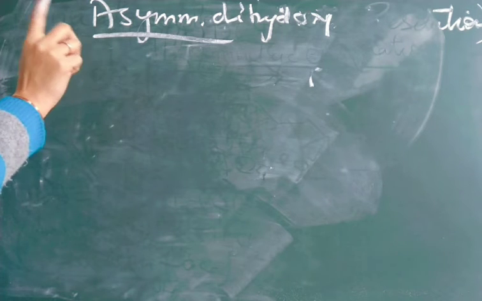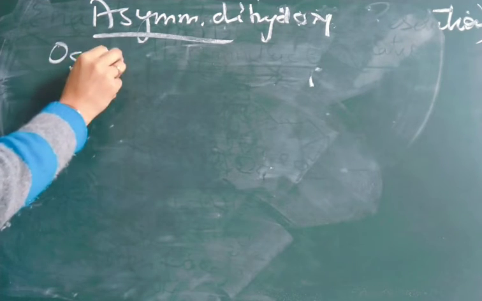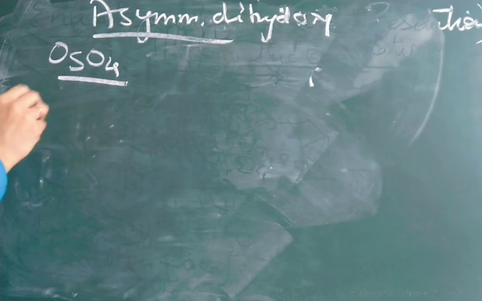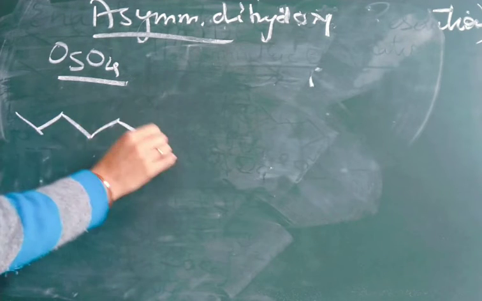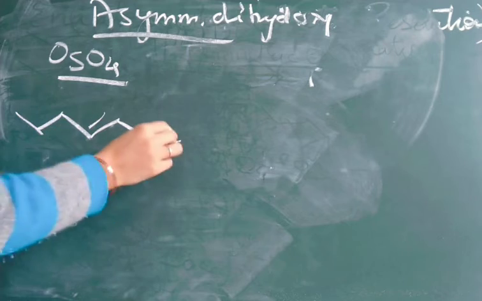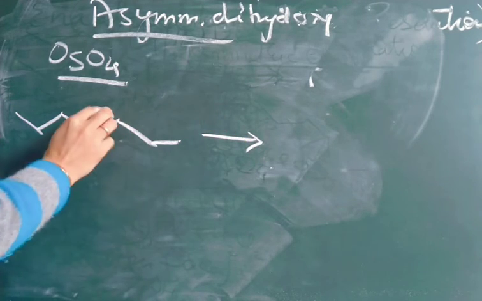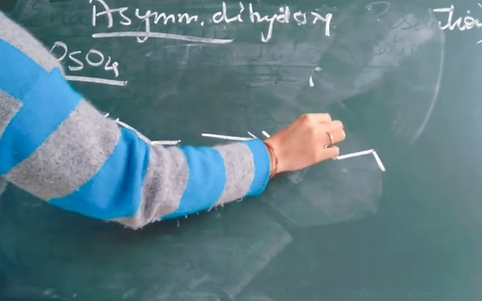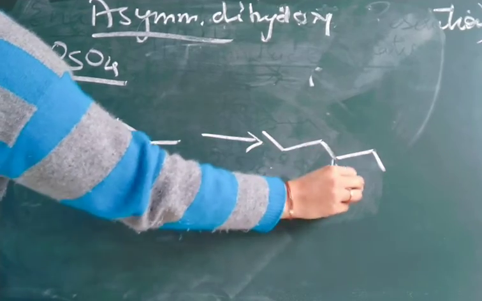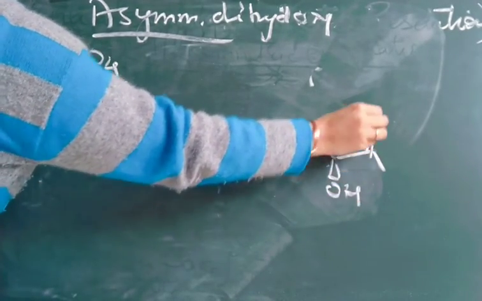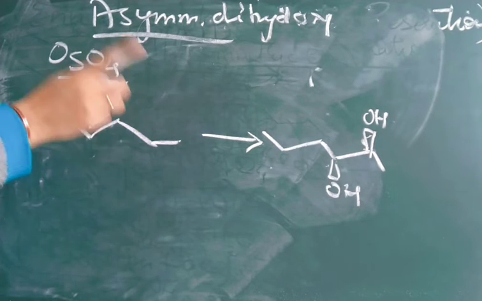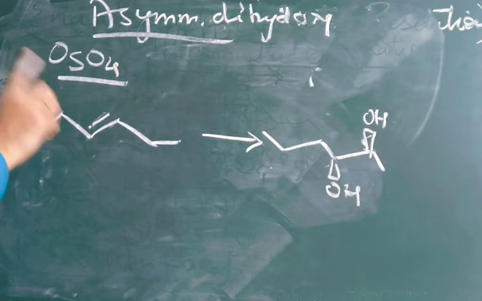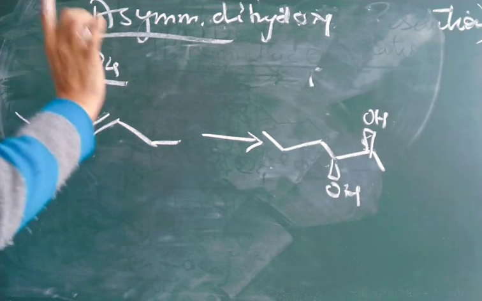In asymmetric dihydroxylation, osmium tetroxide is used. When we are using osmium tetroxide as a catalyst, what will happen? See, what will happen here? Here the double bond will be replaced by OH group, and here addition of OH will be syn. That means both OH groups will attach to the syn position. So this is known as the syn dihydroxylation of alkene by osmium tetroxide.